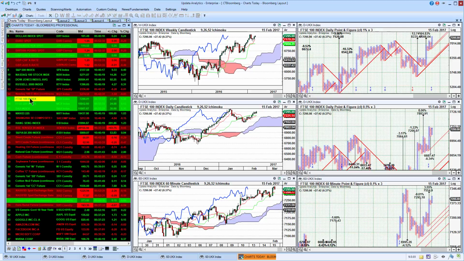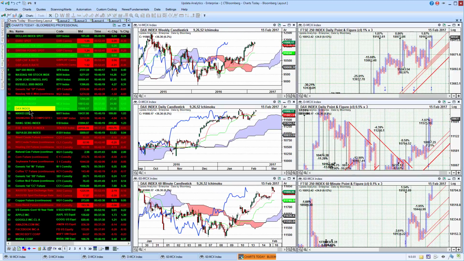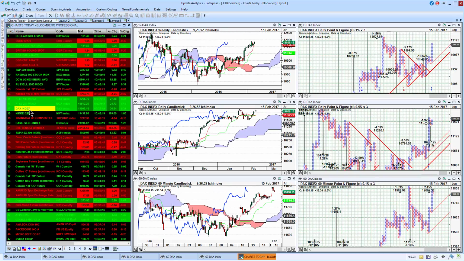Looking at the FTSE, bullish on all 3 time frames, and the 250, and so that's really bullish as well. And the DAX is also above the cloud. Stock market's just generally looking really good all round.